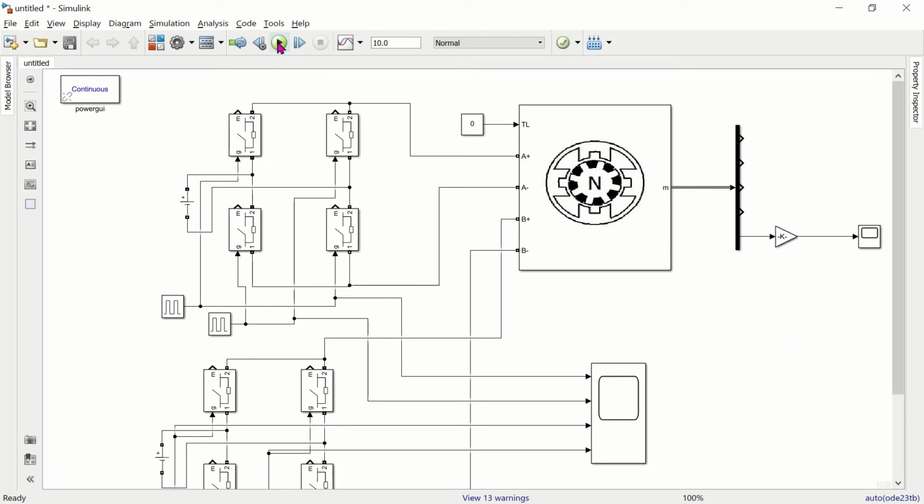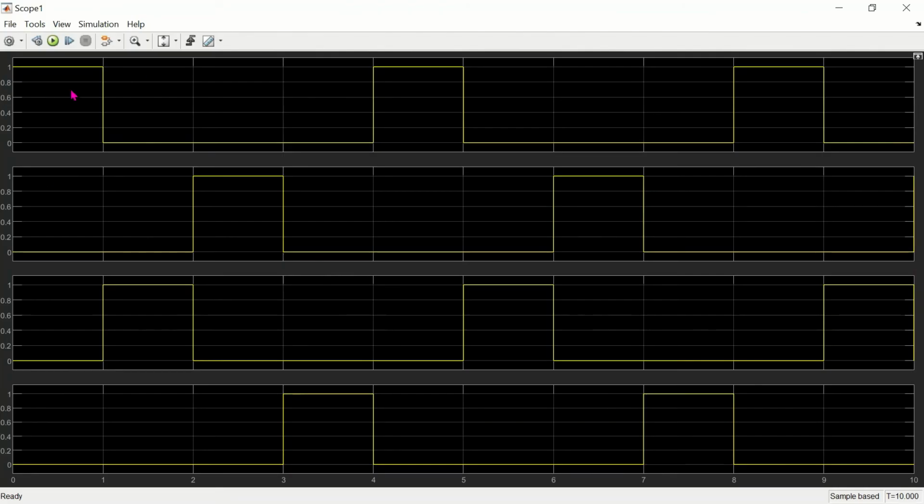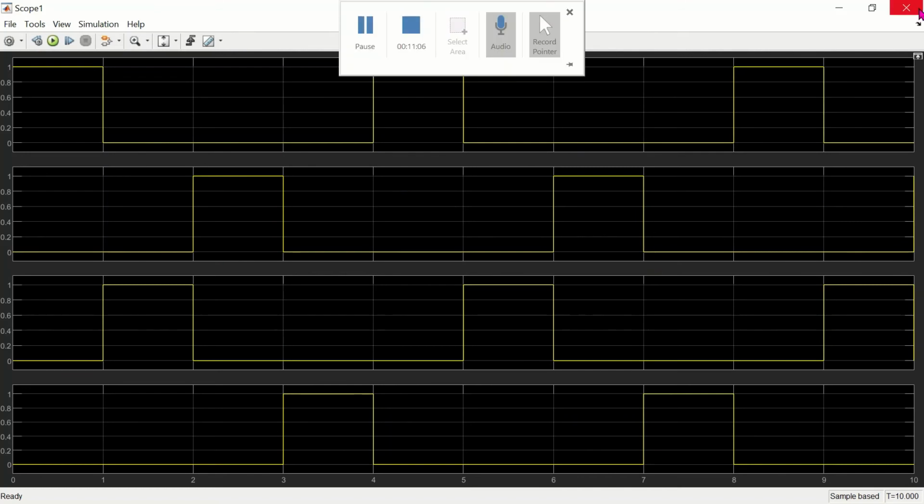Now we can run our simulation and we can check the pulse. Here the pulse is here. Terminal A is positive, terminal B is positive, terminal A dash is positive, and terminal B dash is positive. Again terminal A is positive. So it is repeating in the same sequence.